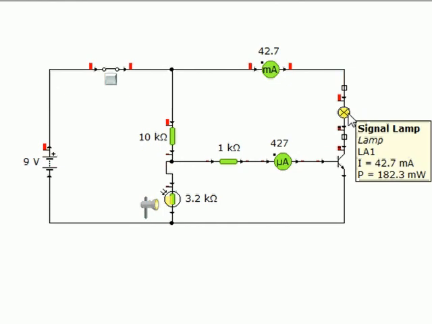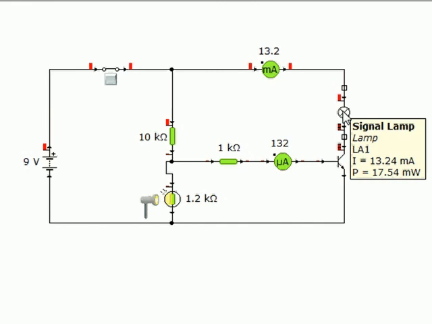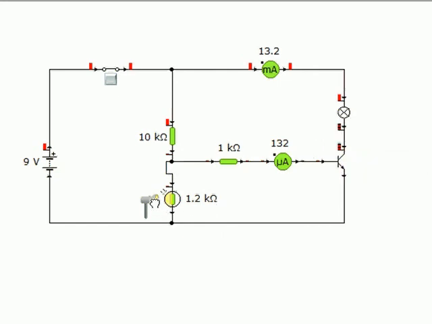My signal lamp to conduct, let's get its conducting point. 13 milliamps is too low to actually light the bulb, but the gain is still 100. There comes a point where the current is so great it's enough for the bulb and enough for the transistor. It is therefore acting as an amplifier.